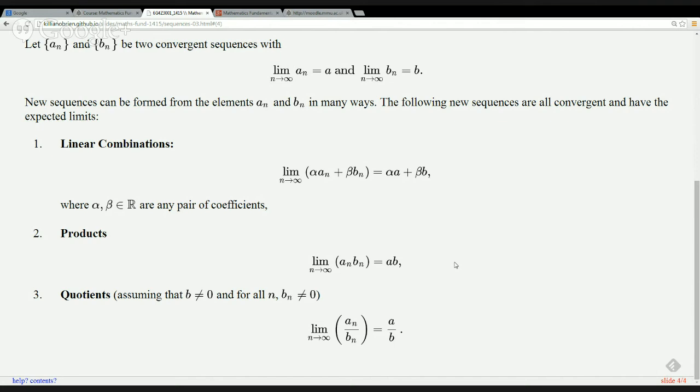So if AN converges to A and BN converges to B as n goes to infinity, those are my two general convergent sequences. First of all, notice the special case applies to sequences that converge to 0. But if AN converges to A, that's the same as saying that AN minus A converges to 0. And BN minus B converges to 0.